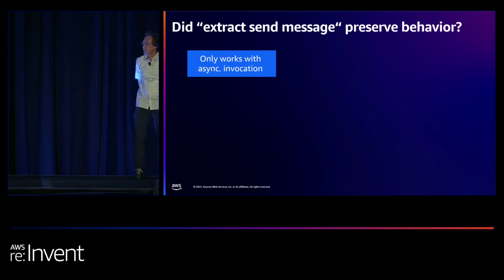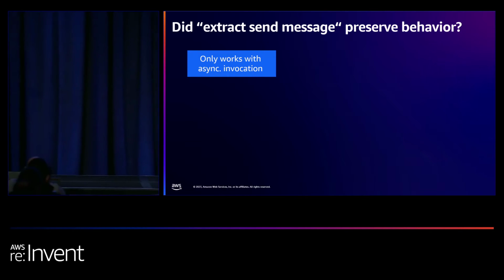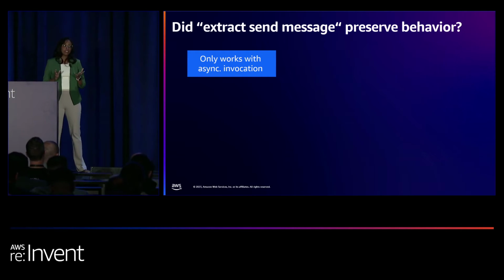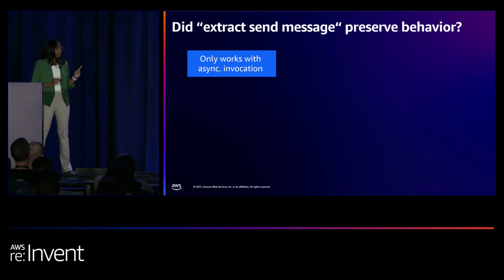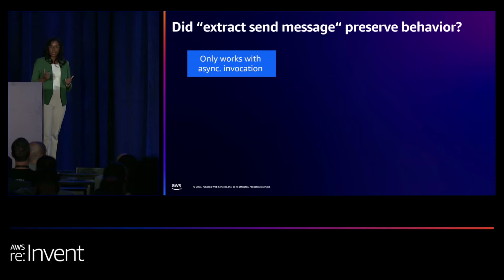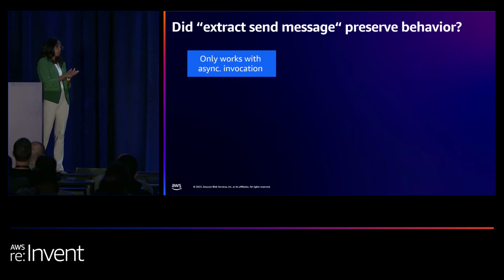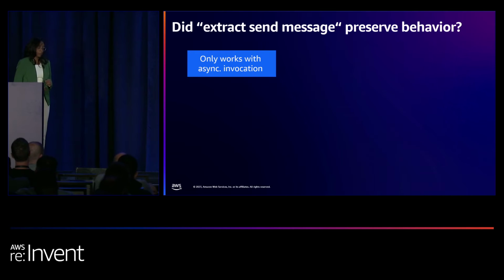So let's look at the example that I talked about with Lambda destinations. Now, did that preserve the behavior? Well, it turns out there were a few nuances. The first: Lambdas can be invoked synchronously or asynchronously, but Lambda destinations will only trigger if your function is called asynchronously. Now, in an event-driven architecture, usually this doesn't matter. But if you have a specific use case where your functions are called synchronously, say you have a real-time request-response model, the refactoring won't work.